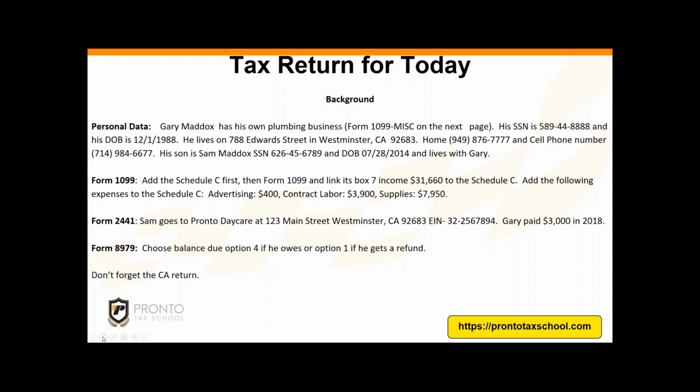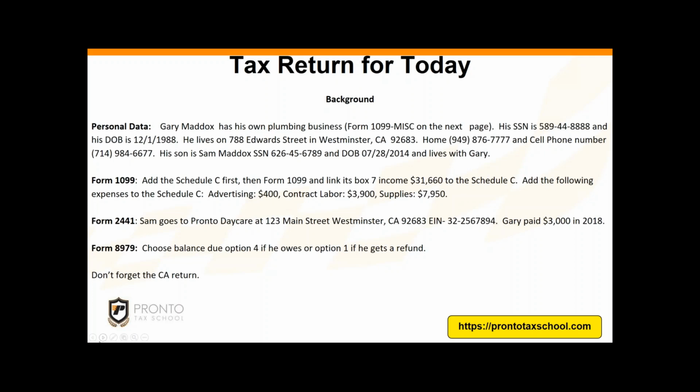He received a 1099 and will be utilizing a Schedule C with the information from the 1099. He made $31,660, and we will be adding that to the Schedule C. He had some expenses: advertising, contract labor, and he paid for supplies. And in this return and in this write-up, there is an error, which I wanted to put in there because I wanted you to see if you could find the error. So if you see it, let me know. But there is one particular error in the Schedule C.